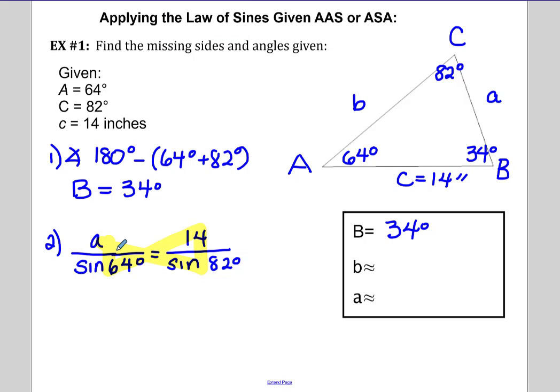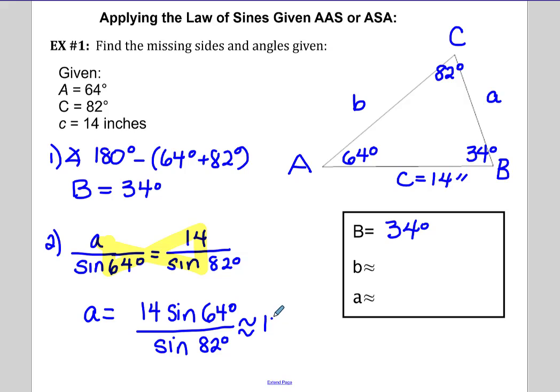We're going to need a calculator to do this. Repeating what I said, side a is the sine of 64 degrees times 14 inches divided by the sine of 82 degrees. If you go grab your calculator, and I'll do that with you in a minute, we should get 12.71 inches for side a.